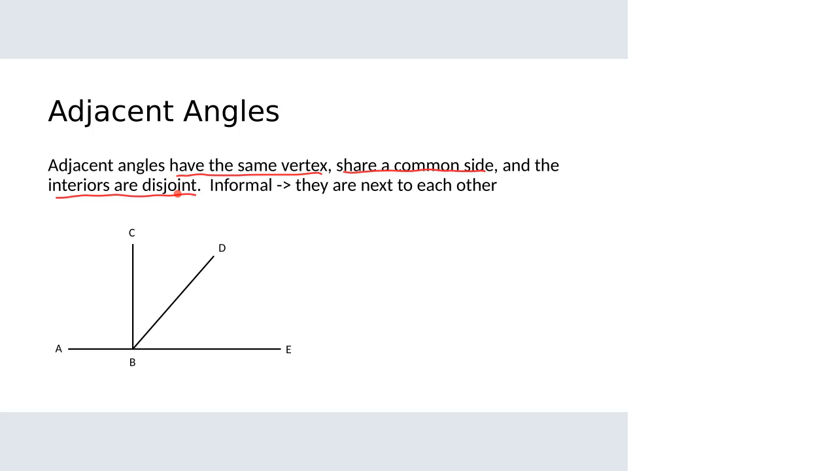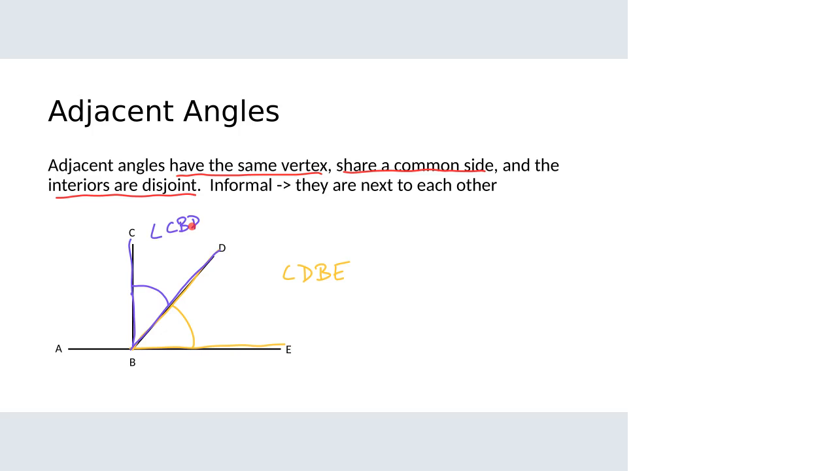So there are a couple different examples of adjacent angles on here, but probably the easiest to see are angle DBE, which would be this angle right here. That's angle DBE. If you're not sure how I named that, please don't hesitate to ask. And then angle CBD, which is this one. Those two angles are adjacent.